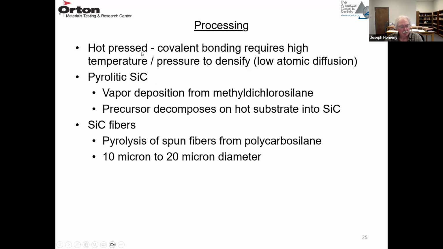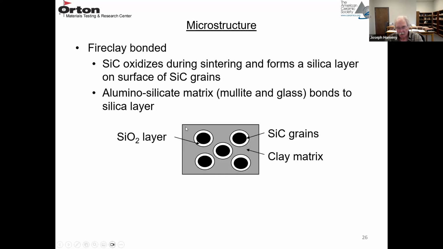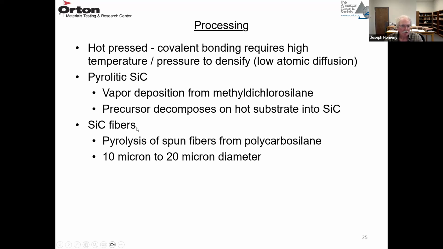So hot pressing, you can only make simple shapes like plates, maybe cylinders. It's very expensive, but it makes a very dense material. So none of these processes are going to provide useful materials to make a refractory. Actually, it would be nice to add silicon carbide fibers in some cases, but these fibers are extremely expensive.